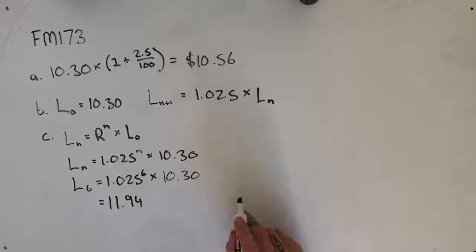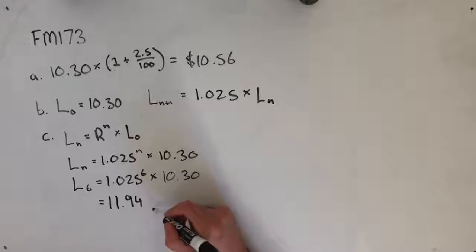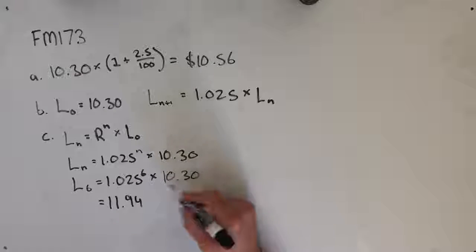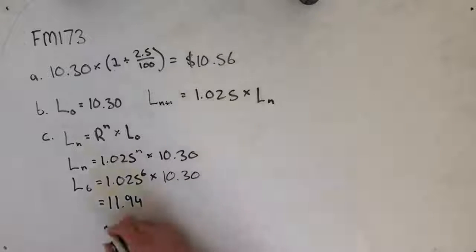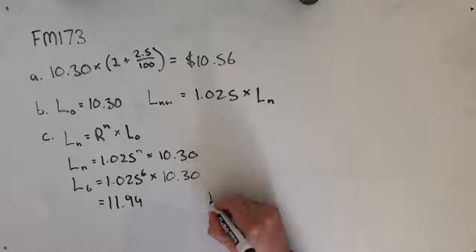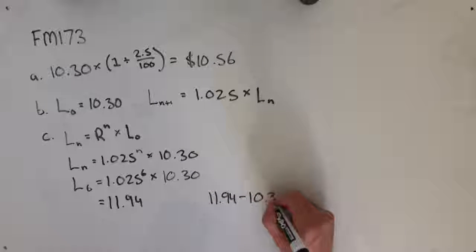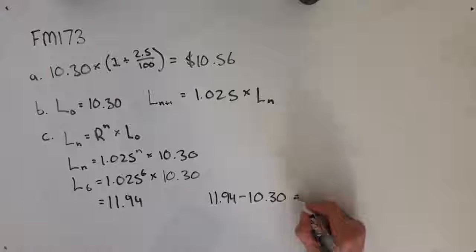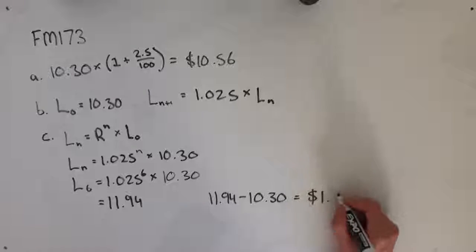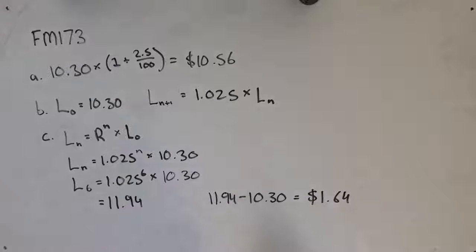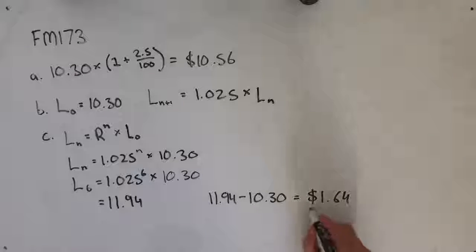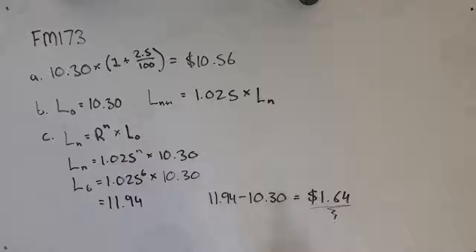Now, that isn't our final answer because this question asks how much interest is Harley charged. So we're going to get rid of this initial late fee. Doing that, we have 11.94 take $10.30. Well, that means that after all of this, we're being charged an interest value of $1.64, which is your answer for part C.